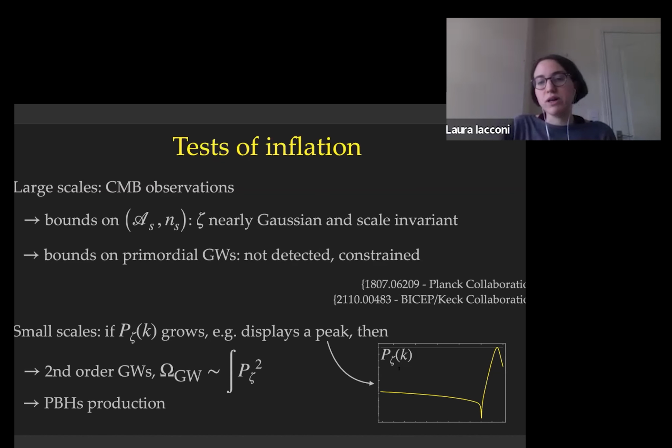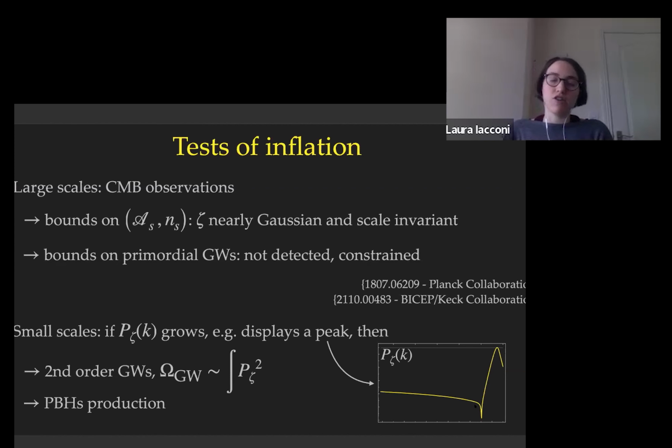So basically, what I'm saying is that we know how the scalar power spectrum looks on large scales, but unfortunately, there are not many constraints on how it should be on smaller scales. For example, some models of inflation predict growth of the scalar power spectrum on small scales, for example, with a peak, as in the plot that I'm showing you.